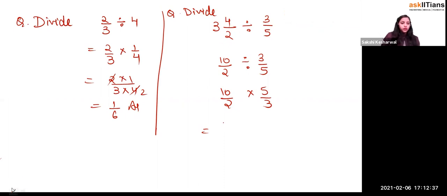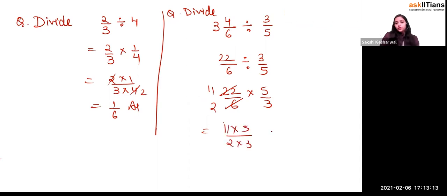See over here, it's better I change this thing a little bit like this. Just a second. Okay, so 6 into 3 is 18, 18 plus 4 is 22/6, right? So this is equal to 22/6. Now see, there is a cancellation over here. So this is 11, and this is 2. So this will be 11 into 5 upon 2 into 3, which is equal to 55/6 is your answer, right?